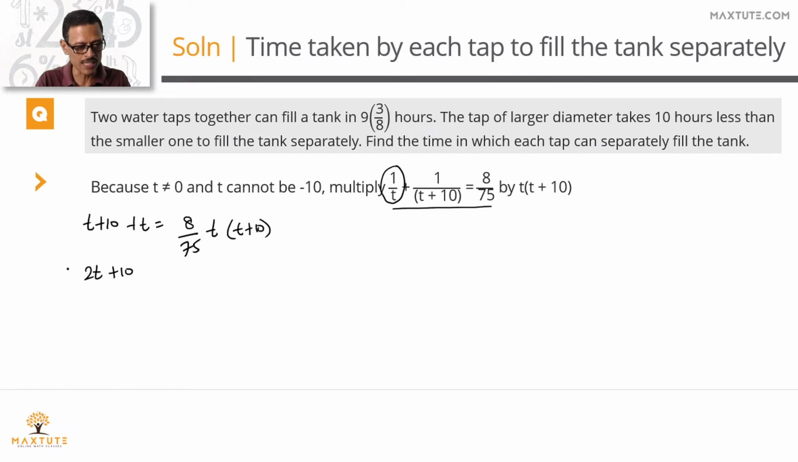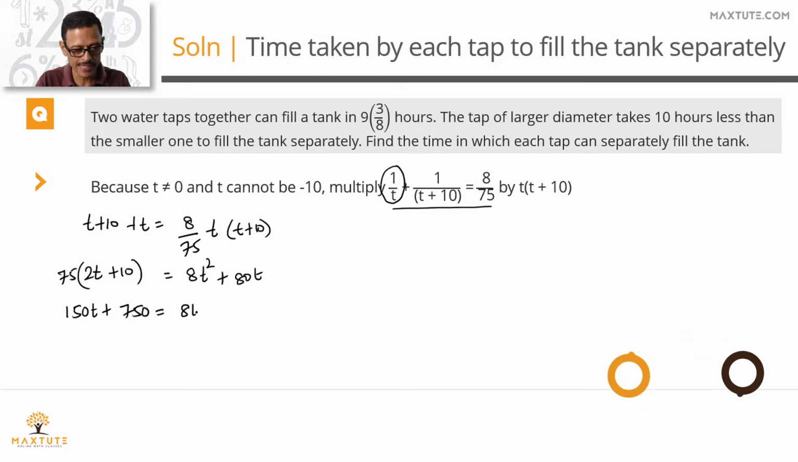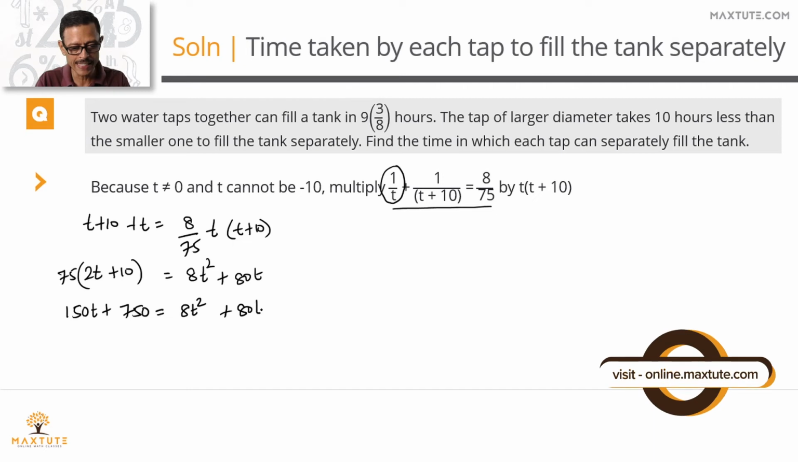Let's cross multiply the 75 to the left hand side numerator. So you'll have 75 into 2t plus 10 equals 8 into t, which is 8t square, plus 8 into t into 10, which is equal to 80t. Expand the term on the left hand side, we'll get 150t plus 750. This equals 8t square plus 80t.